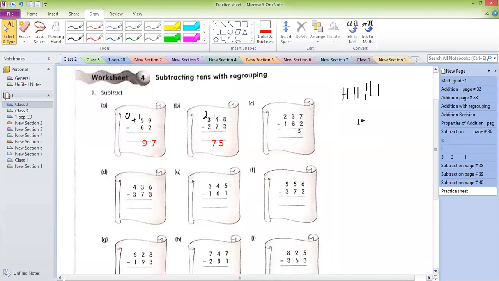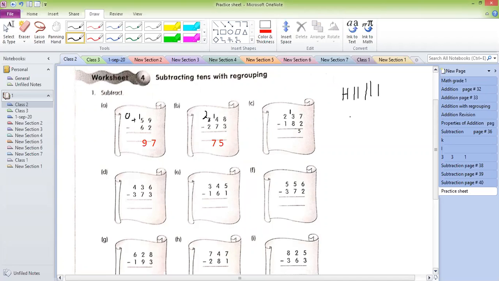Okay. Now the second number, in the tens we have 3 and 8. So can we minus 8 from 3? No. So what will we do? Regroup. We will take 1 from 2, or we will regroup 100 to tens. So we will regroup 100 with tens. It is now 13. So can you minus 8 from 13?